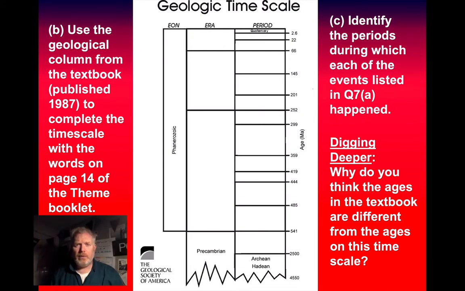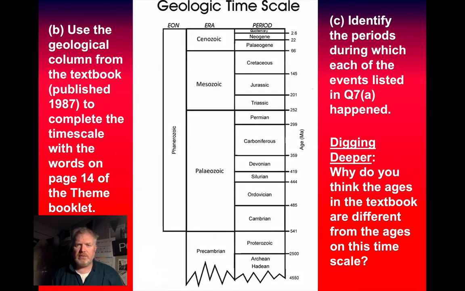Okay, for question B then, I ask you to complete the geological column. So you should now have a timescale that looks like this. So we've got our three eras, the Paleozoic, Mesozoic, Cenozoic. Notice how I always start reading from the bottom going up. It's what geologists do.